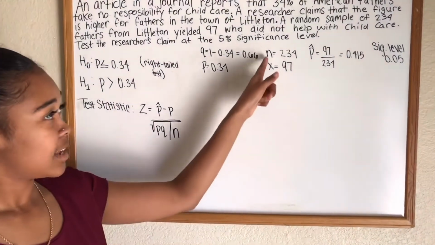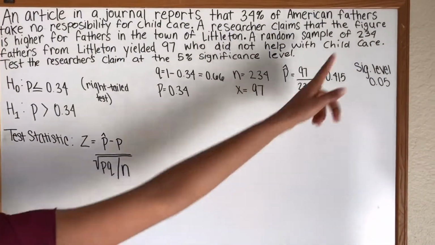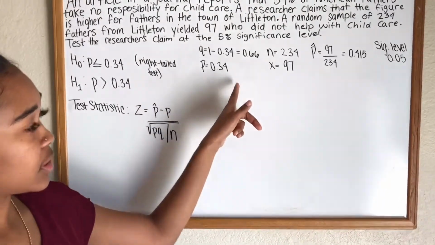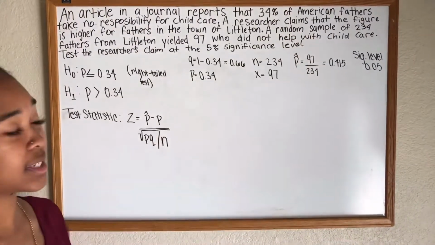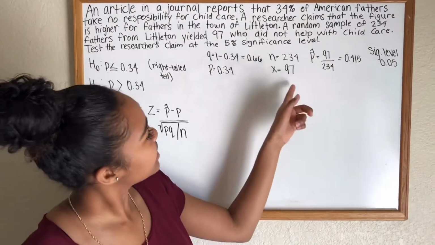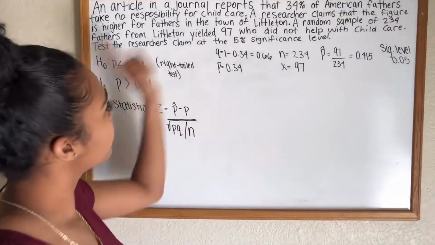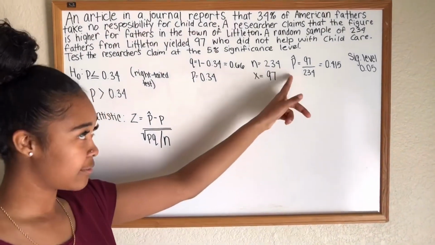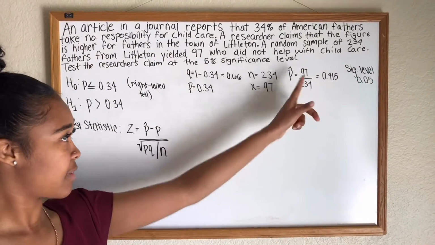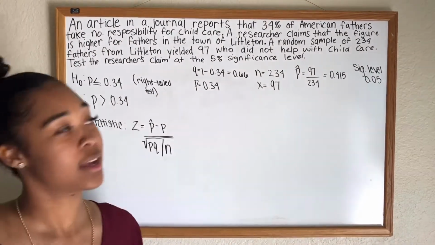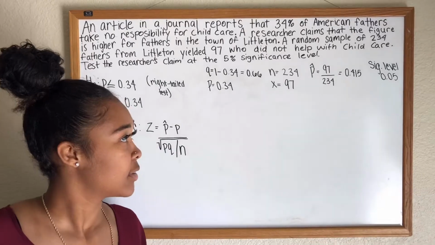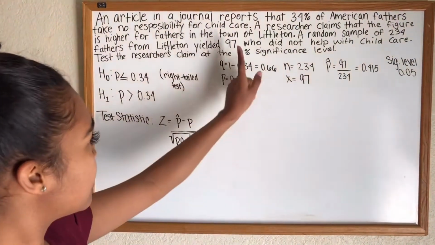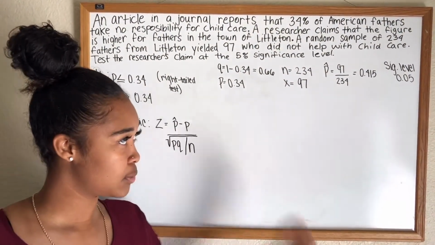And then we have N, which equals the sample, which is 234, which we got from the sample. And then we have P equals 0.34, which is the probability of the 34%. X equals 97, which we got from the yielded 97. And then we have the P hat value, which is the X divided by the N, which we get 0.415. Okay, and then our significance level is 0.05 because we take this 5% and move it over 2 places.